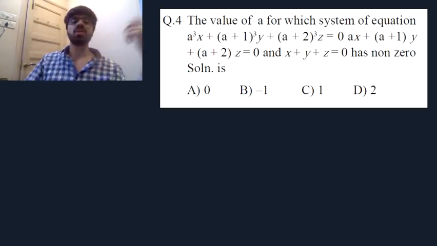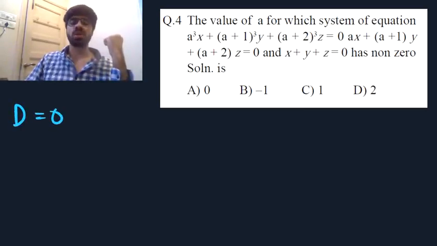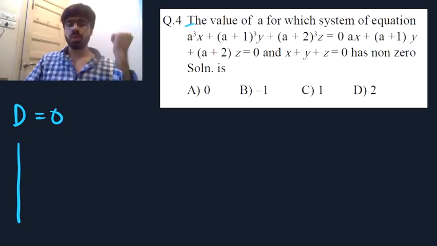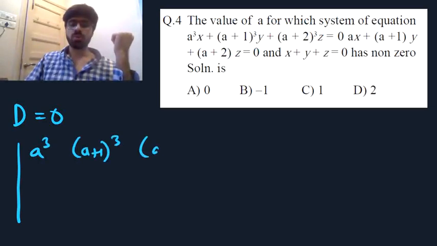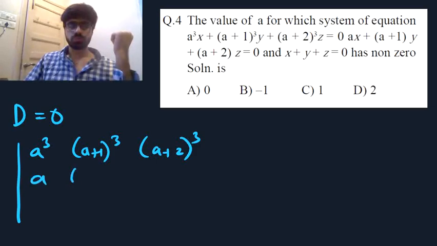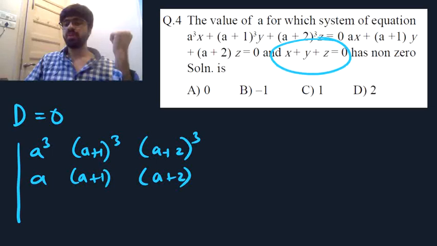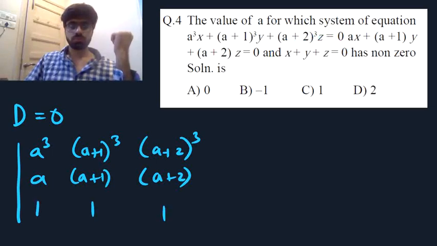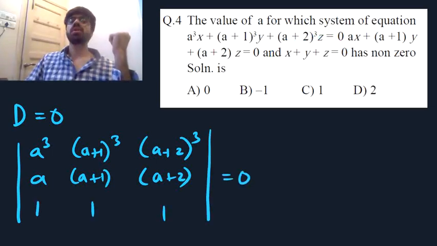So if there are more than one solutions, then it is a case of infinite solutions, and because it is a case of infinite solutions, we will say that D will be equal to 0. So the determinant D will be a cube, a plus 1 cube, and a plus 2 cube. Then we have a, a plus 1, a plus 2. And then we have 1, 1, 1. The whole thing equal to 0.